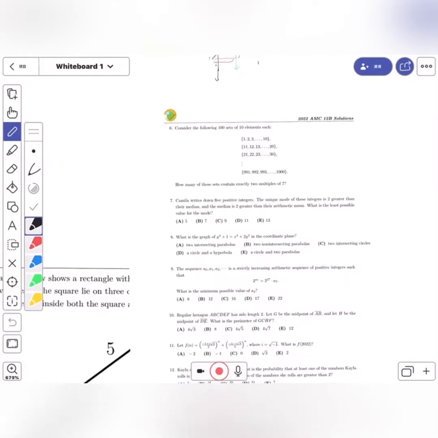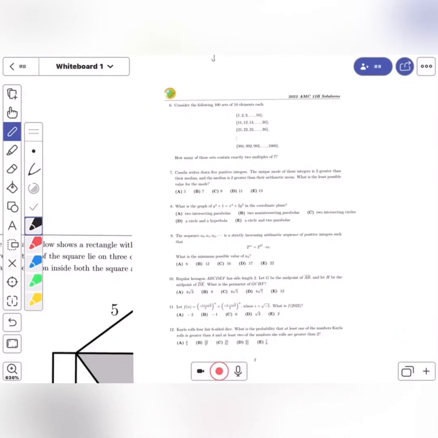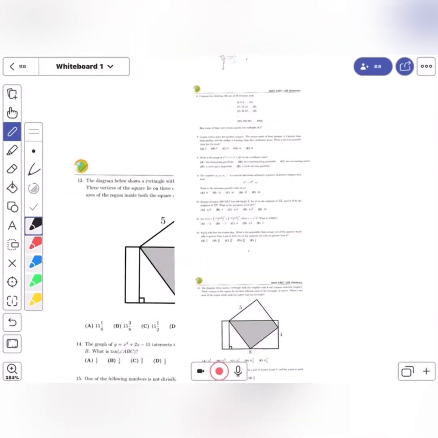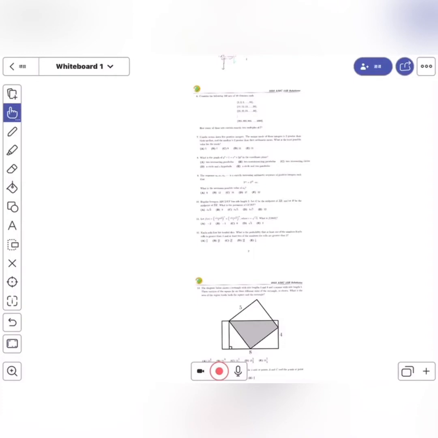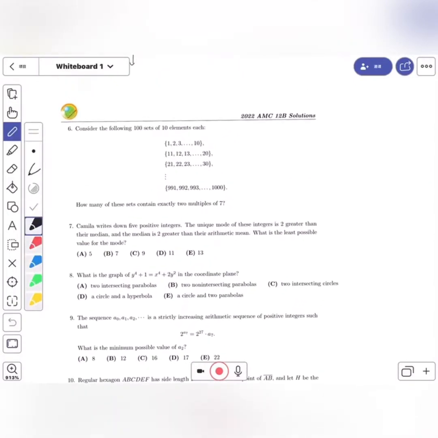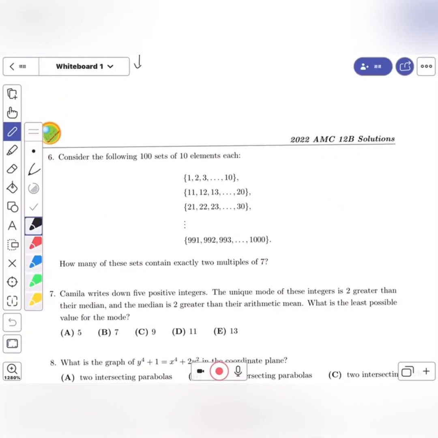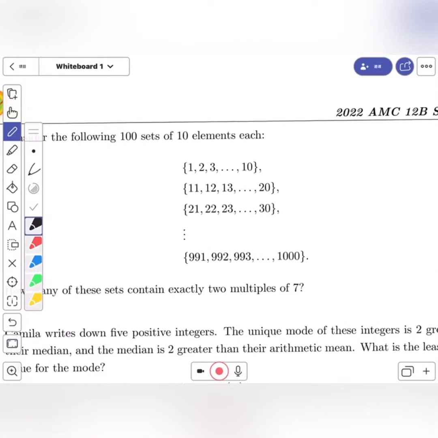Consider the following 100 sets of 10 elements each: 1, 2, 3, up to 10, then 11, 12, 13, and you see the pattern. There's a total of 100 sets.